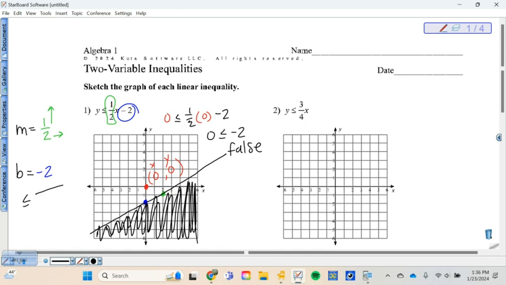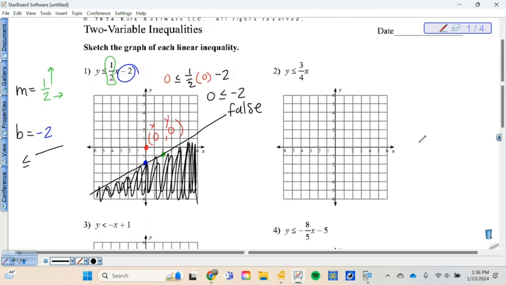Okay, let's do number 2 together as well. What's my first step? Plot points using M and B. What's M? What's my slope? 3/4. What's my B? What's the y-intercept?